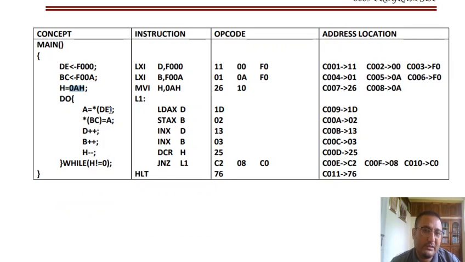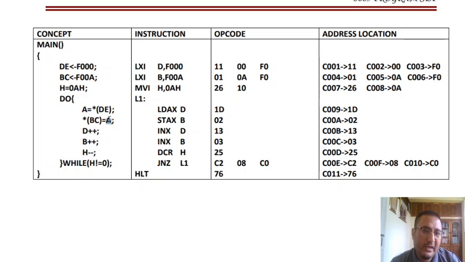Now just see, we have asterisk DE. This represents a kind of indirection operator, like a pointer. So what I'm doing is initializing A with the value stored at the address held by DE pair. DE is holding F000 and the value stored at F000 is 0A. So the value stored at the address held by DE pair is being moved to A. So A will now have 0A.